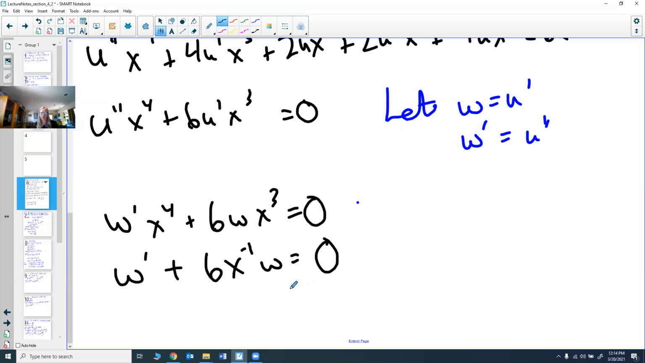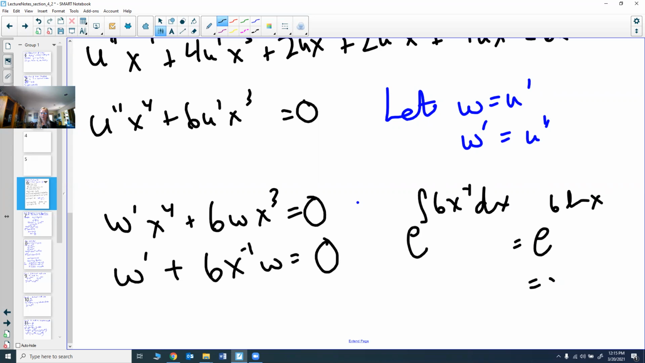All right. So again, that means I'm going to use an integrating factor because it's linear. If you want, it also happens to be separable. You can do it either way. It doesn't matter in this case because it equals 0. So we're going to go ahead and find our integrating factor. That'll be e to the integral of 6x to the minus 1 dx. That'll be e to the 6 natural log of x, and that'll, of course, be x to the 6th.